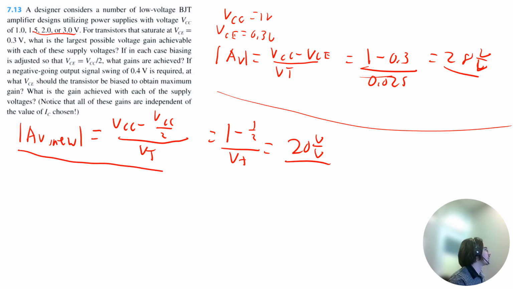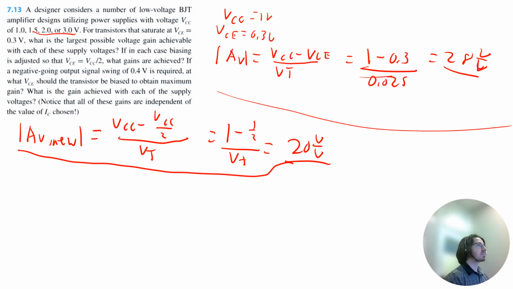Okay, I think there's one question left. If a negative going output signal swing of 0.4 volts is required, at what VCE should the transistor be biased to obtain maximum gain? Okay, so this will be the same for all cases of VCC.